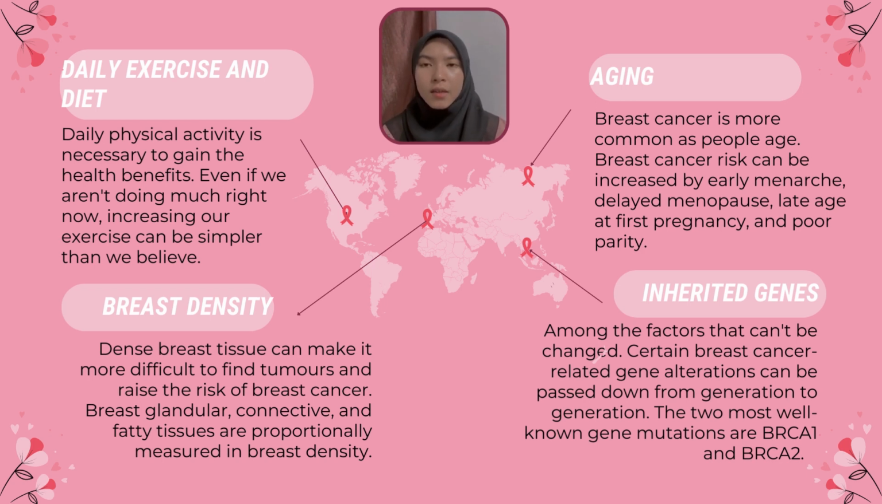Inherited genes are among the factors that cannot be changed, which are linked to an increased risk of breast cancer. Certain breast cancer related gene mutations can be handed on from parents to children. BRCA1 and BRCA2 are the most well-known mutated genes. These genes can significantly increase the chance of having breast cancer and other malignancies, but that doesn't mean that you will definitely have breast cancer. The third factor is dense breast density.